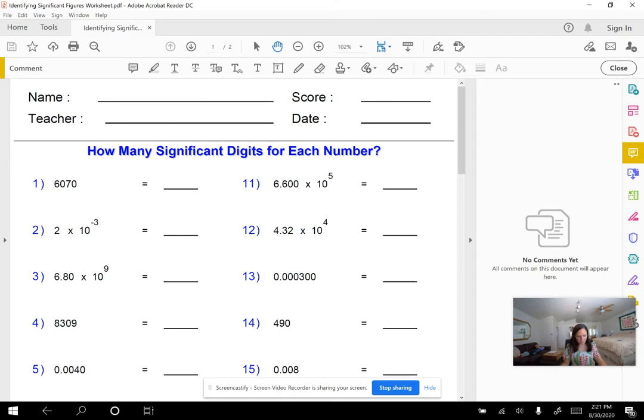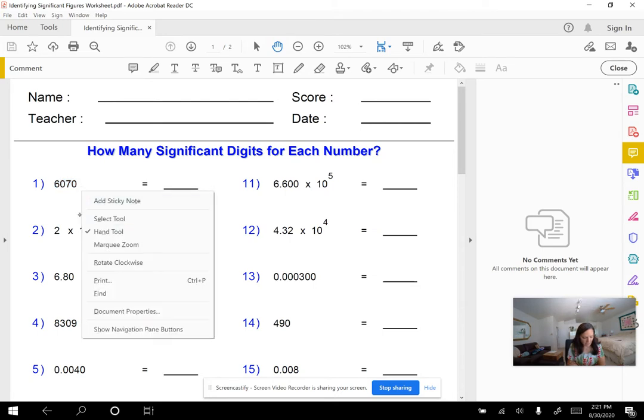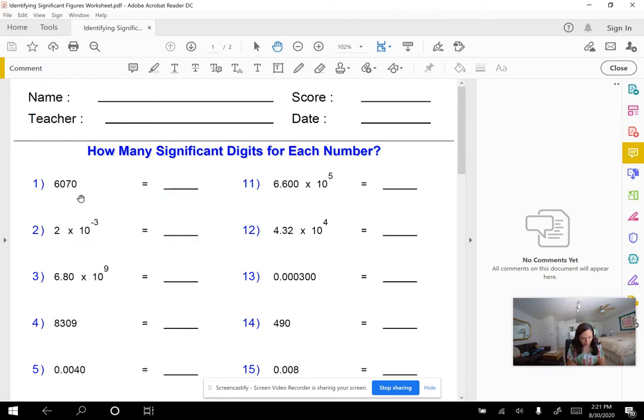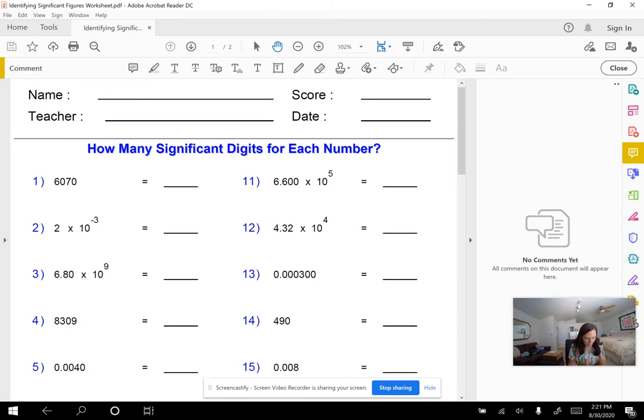So let's look at number 1 here. If I look at number 1, I've got a couple of zeros here. The 0 here in the middle between the 6 and the 7 is definitely significant. This 0 at the end here, though, because I have no decimal point in that number, that means that the last 0 after the 7 is not significant. So for number 1, I would have 3 significant numbers.